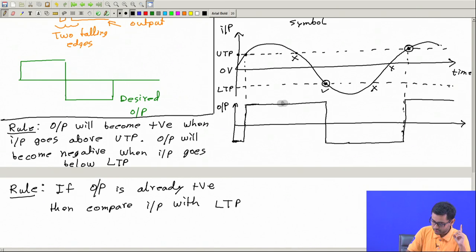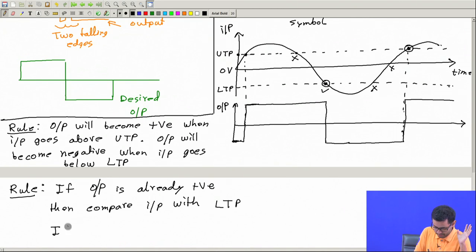Okay, so here we are continuously comparing the input with the lower trigger point. Is the input lower than lower trigger point? Here? No, not even here. Yes, here. So here we will change the output from positive to negative. But once this is already negative, then this lower trigger point is of no use. This is of no significance. This level 0 is of no significance. Now, starting from here, we will compare the input only with the upper trigger point.